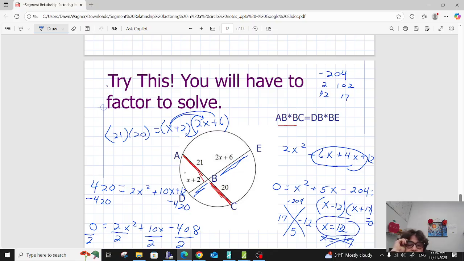So this would be 14, and this would be 30? Yes. Does that work? Do this for me on a calculator. What's 14 times 30? 420. Okay, what's 21 times 20? See, that did work. So x had to be 12. Yep. So the answer is x is 12.